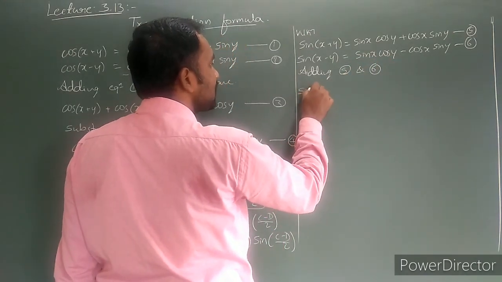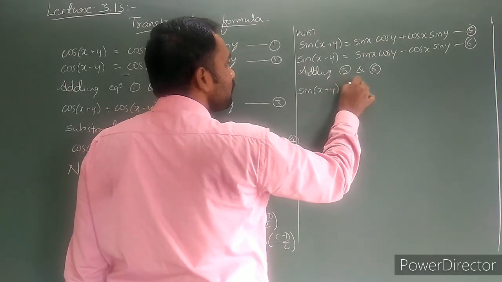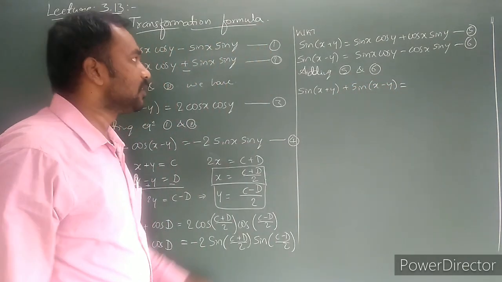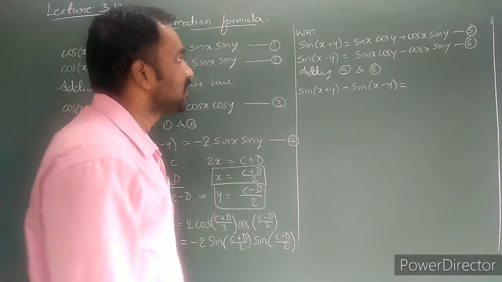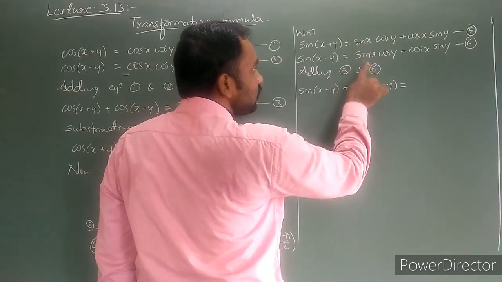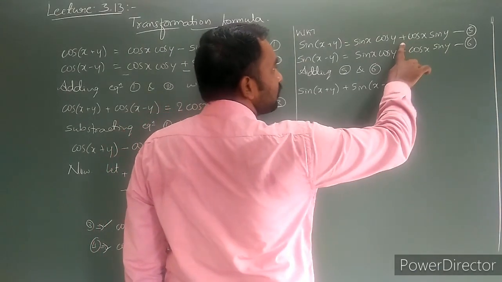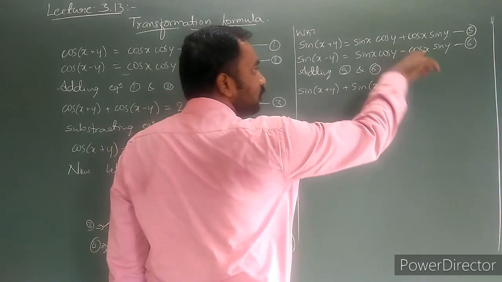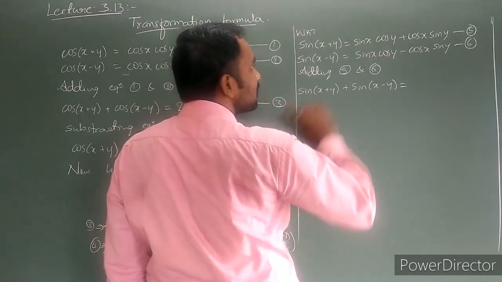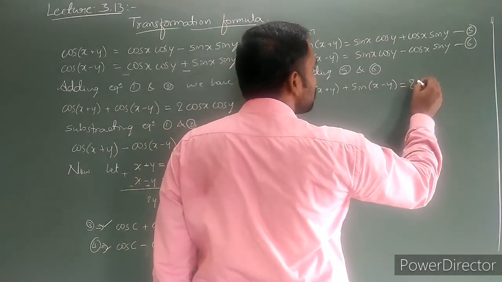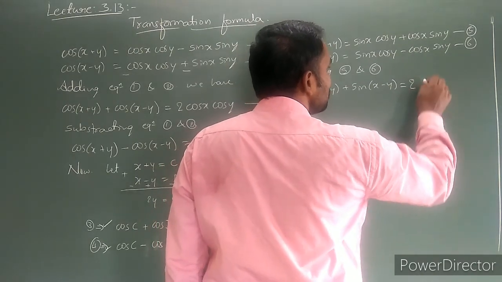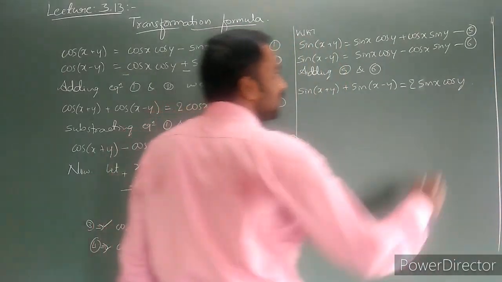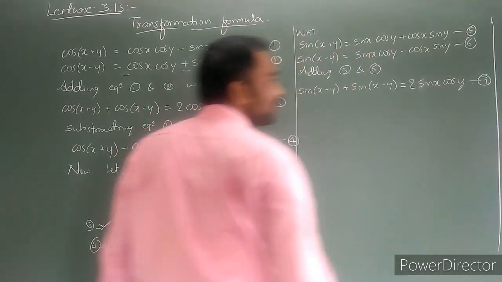What will we get? Sin of x plus y plus sin of x minus y is equal to how much? Adding the right hand sides, here plus cos x sin y, here minus cos x sin y. Opposite signs get cancelled. Here same sign and the same value. That means 2 times sin x cos y. Call this equation number 7.